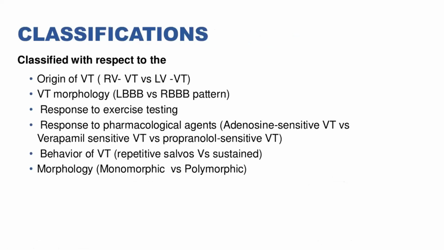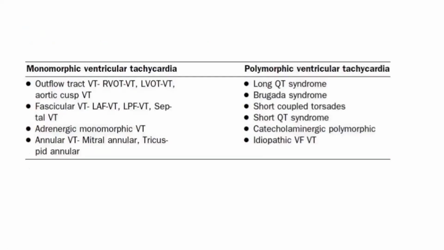Classification is according to the origin of tachycardia, into right ventricular or left ventricular, the morphology, left bundle or right bundle like, response to exercise testing and pharmacological agents, and behavior of VT, sometimes non-sustained versus sustained, or morphology monomorphic versus polymorphic.